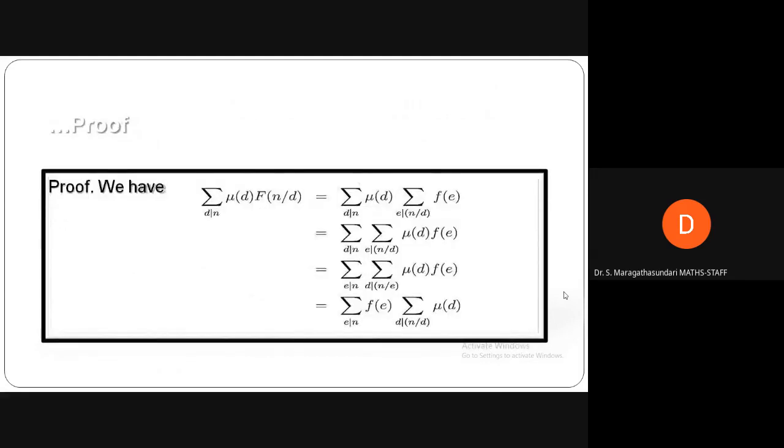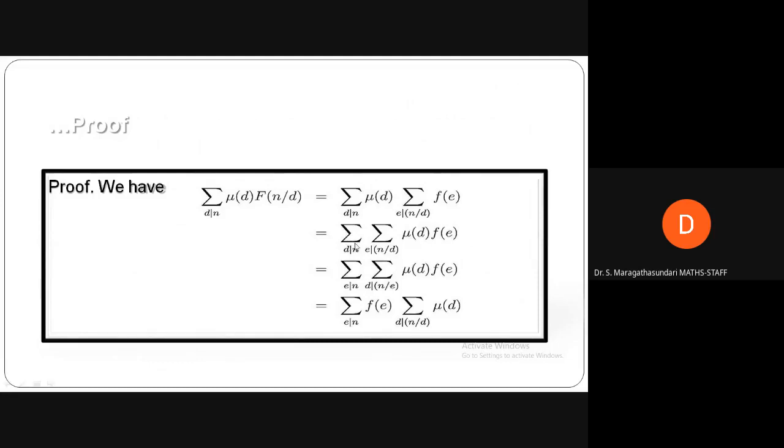So let us take this one, the summation over d dividing n of mu of d into F of n by d. I'm writing F of n by d in terms of f of e, that is, the summation over e dividing n by d of f of e. This is understood. Then just take both the summations together: mu of d into f of e.